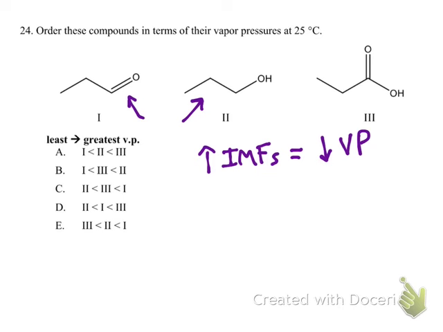So they both have about the same London dispersion forces, and they both have a dipole moment. What does molecule 2 have, though, that molecule 1 doesn't? If you answered the ability to hydrogen bond, you are indeed correct. So, in terms of IMFs, 1 is going to have fewer intermolecular forces than 2.